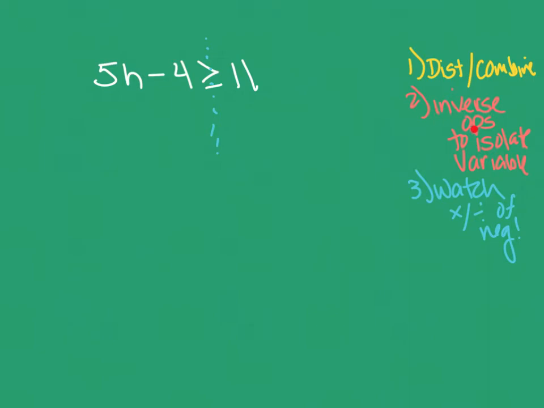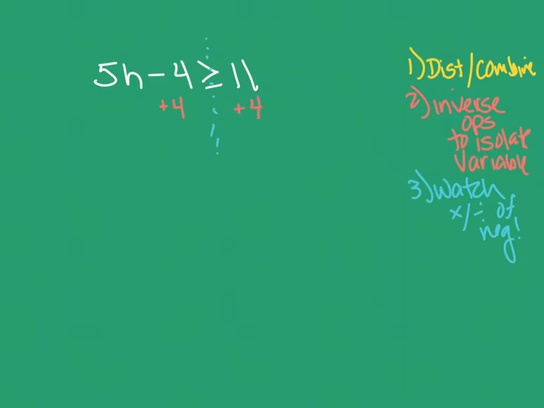Now we will do inverse operations to isolate the variable. The variable is h. We've got this positive 5 being multiplied him and this negative 4 being subtracted from him. We're going to start by doing an inverse operation to this constant, negative 4. The opposite of negative 4 is positive 4. And if I'm adding 4 to that side, to keep it balanced, I need to add 4 to this side of the inequality.